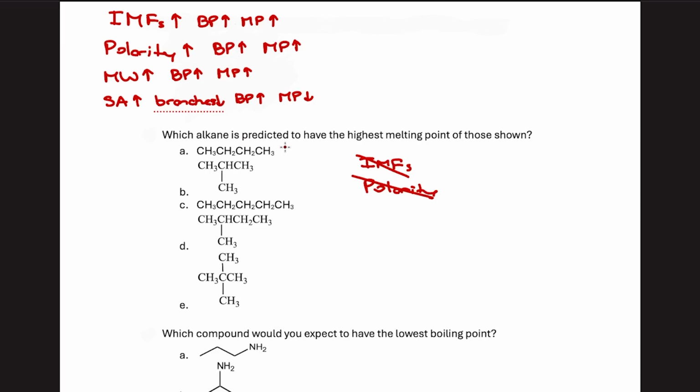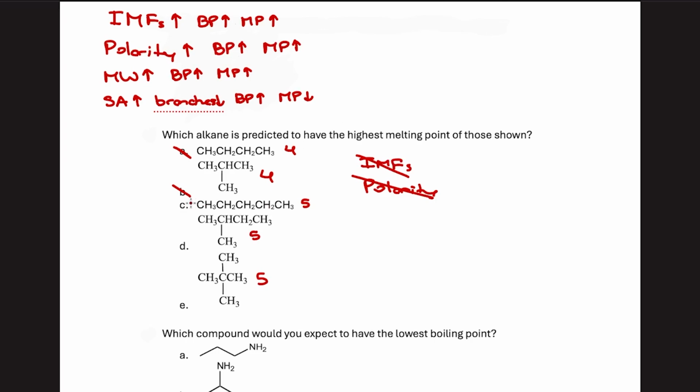And so answer choice A will have four carbons. B has 1, 2, 3, 4, 5 carbons. Here we have 5 carbons, and here we have 1, 2, 3, 4, 5 carbons as well. Since A and B are smaller, we can definitely eliminate A and B. Okay. Now we're narrowed down to 3 of them, and since we already compared molecular weight, we now have to consider surface area. Again, as your surface area increases, your melting point goes down.